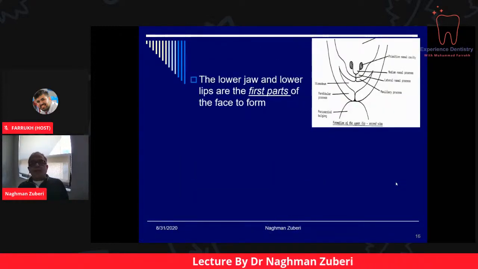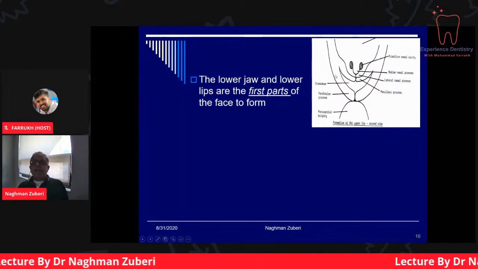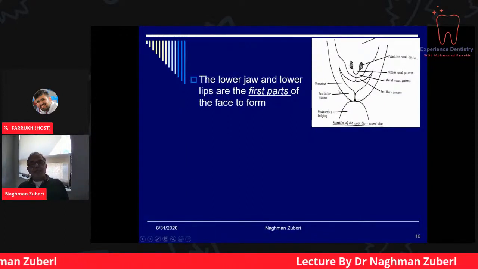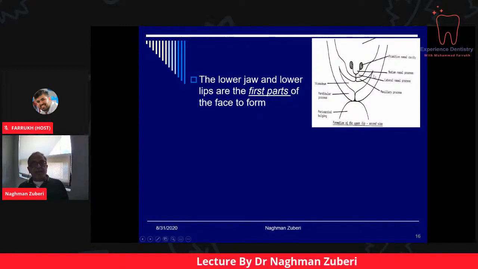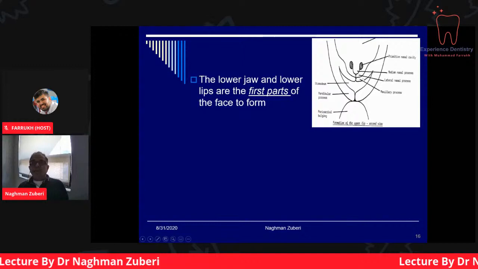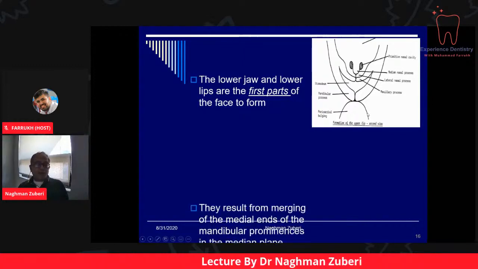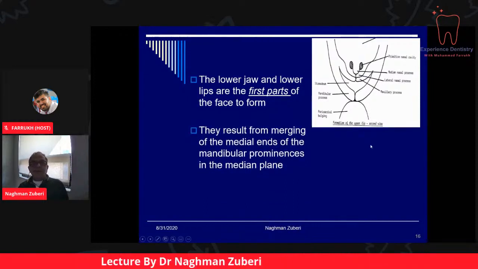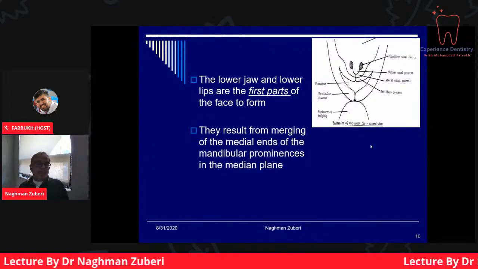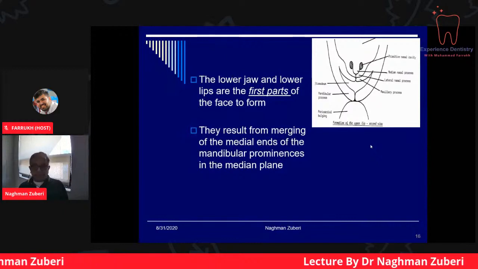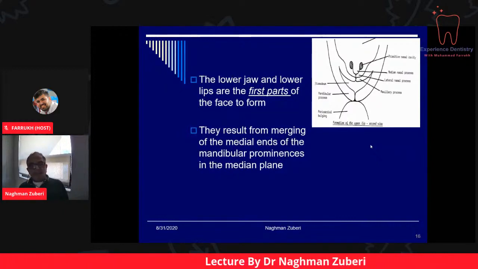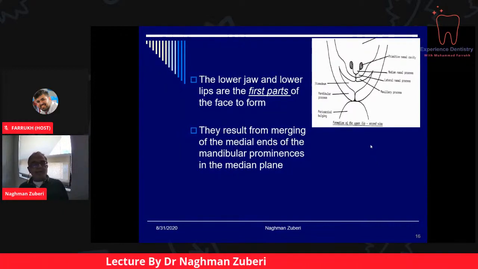The lower jaw and the lower lip are the first parts of the face to form. So keep in mind that firstly, the mandibular prominences merge and make the lower jaw and the lower lip. Then later the upper lip and upper anterior jaw form. They result from merging of the medial ends of the mandibular prominences in the median plane. The mandibular prominences are the first to merge.